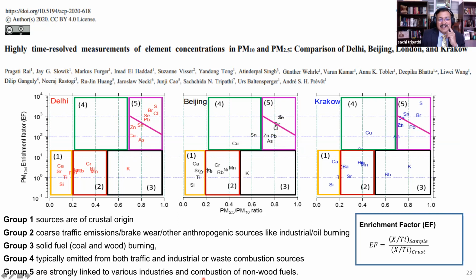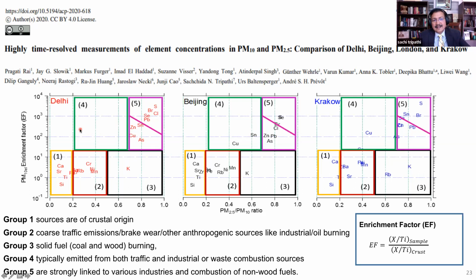You see, they are from a variety of industries and combustion of non-wood fuels. And if something is lying here, that means they are least impacted, because this is very small and the enrichment factor is small. And it shows the PM2.5 ratio to PM10 is also very small. So these are all basically crustal in nature.